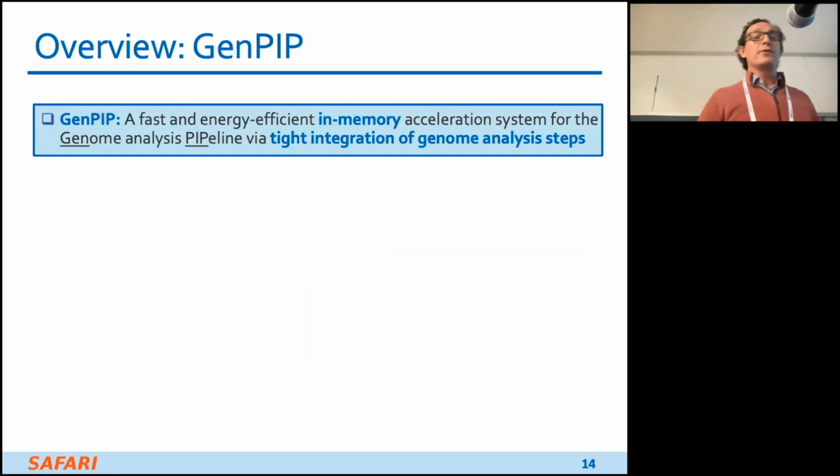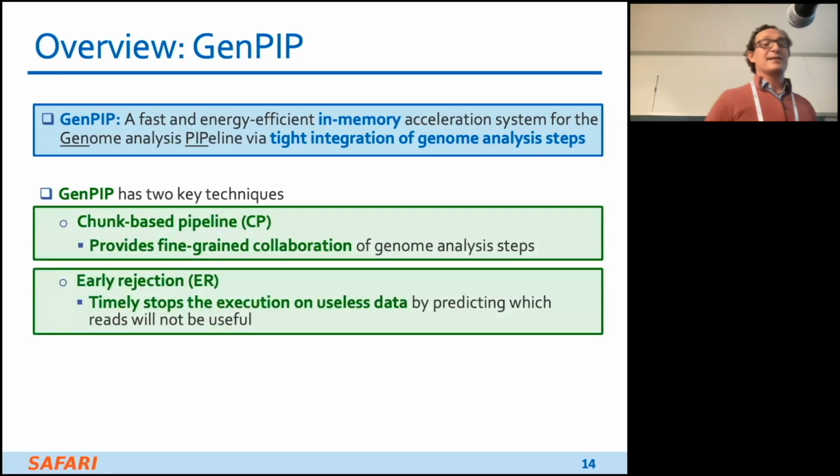So let me give you an overview. GenPIP is a fast and energy efficient in-memory acceleration system for the genome analysis pipeline, and it tightly integrates multiple genome analysis steps. It has two key techniques that we build on. I'll not go into a whole lot of detail because there's a lot of technicality over here. One is basically a chunk-based pipeline. As opposed to working on large pieces like reads, work on smaller pieces, smaller chunks. I'll give you this pictorially soon.